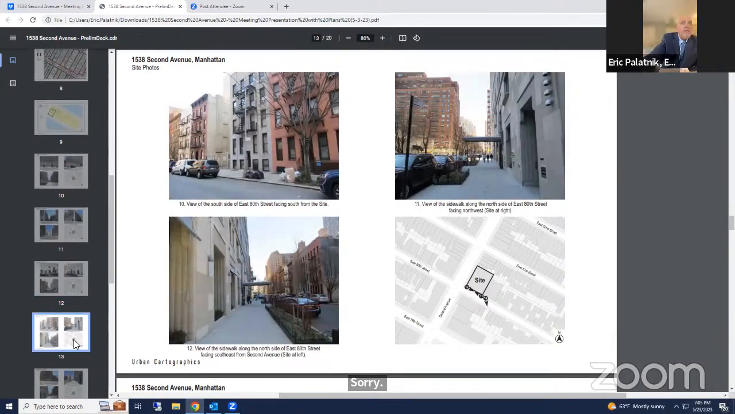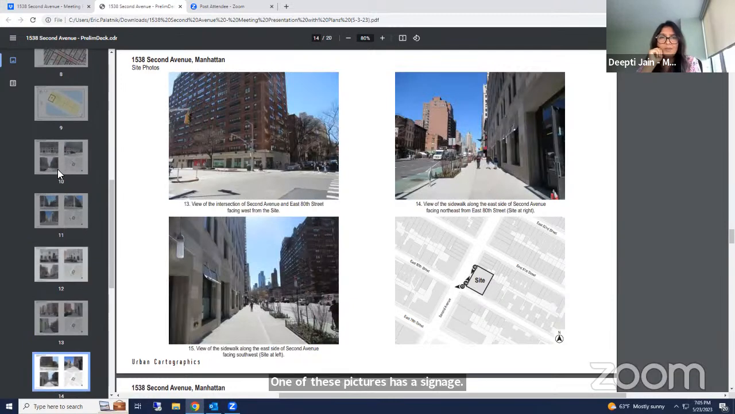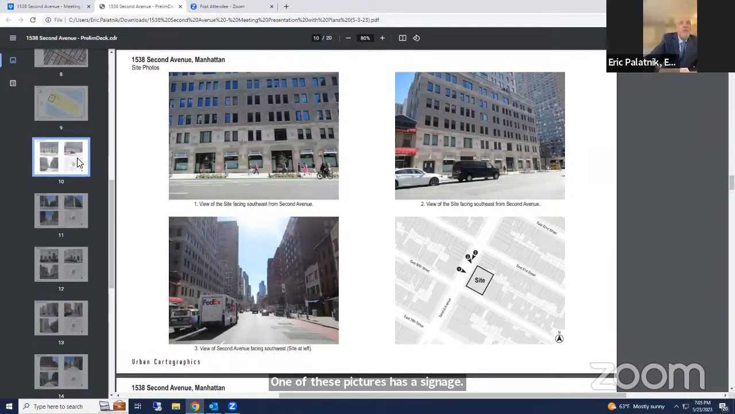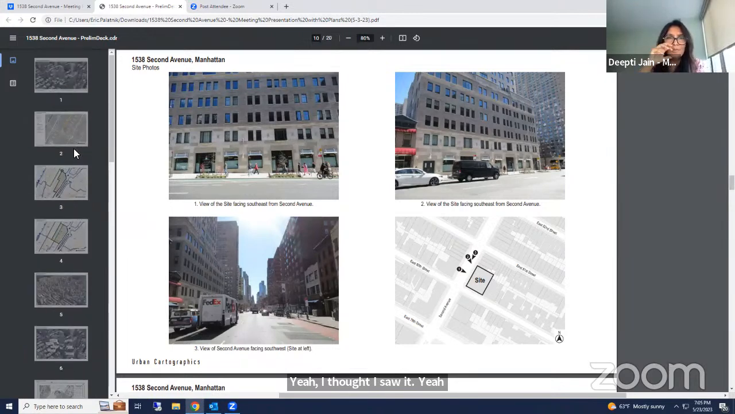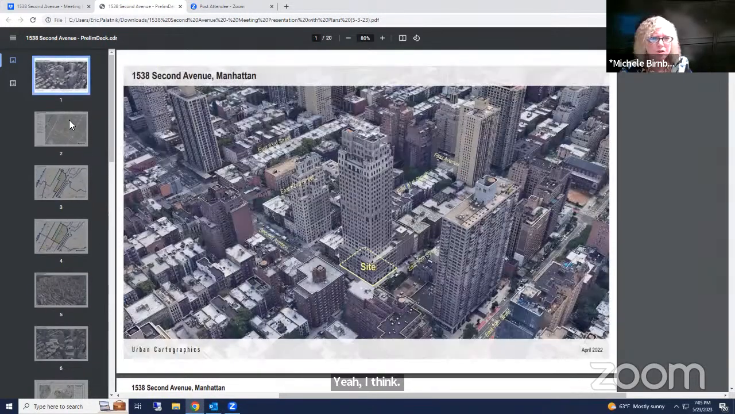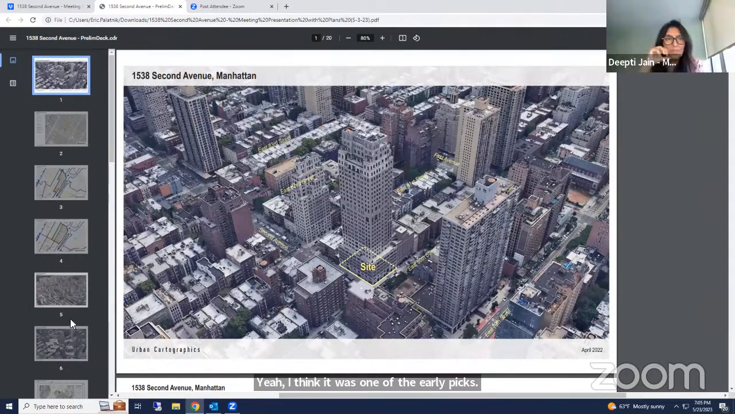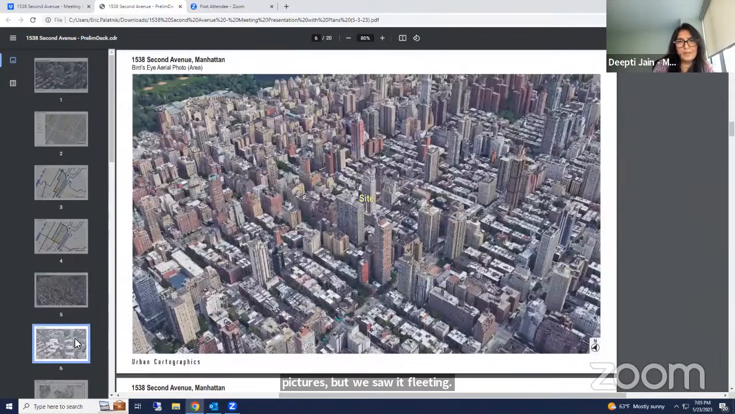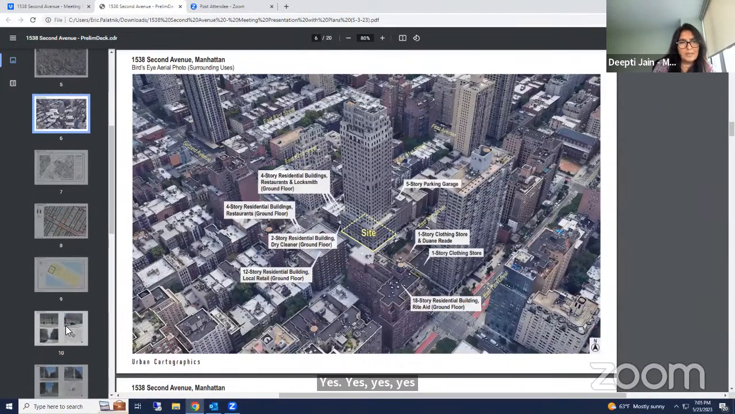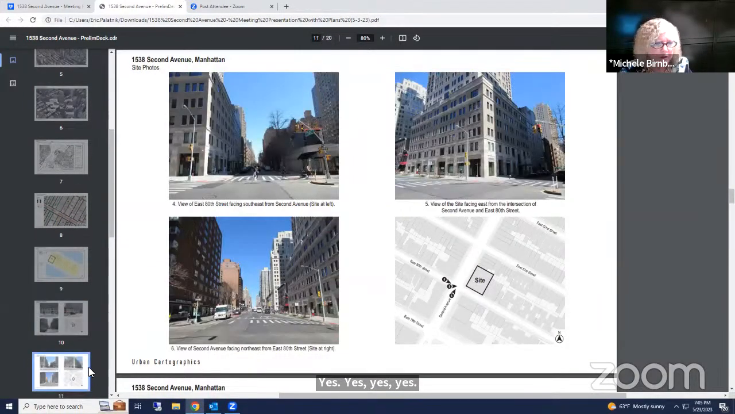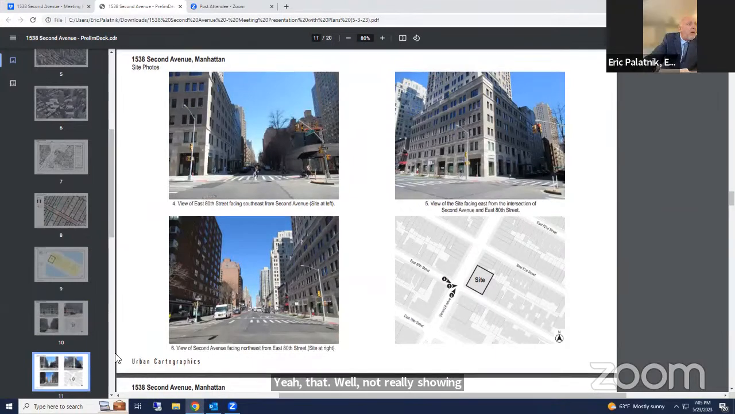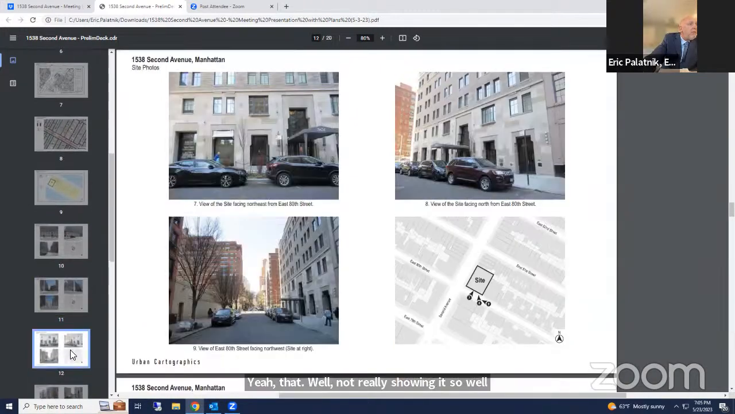One of these pictures has the signage. Yeah, I thought I saw it. I saw it earlier when I was showing the pictures, but now I don't see it. It was in the beginning, I think. Yeah, I think it was one of the early pictures, but we saw it fleetingly. It's past the maps. Yeah, that's not really showing it so well. Hold on, I'll keep going here. Give me 1 second.